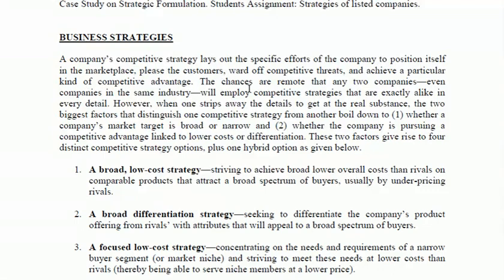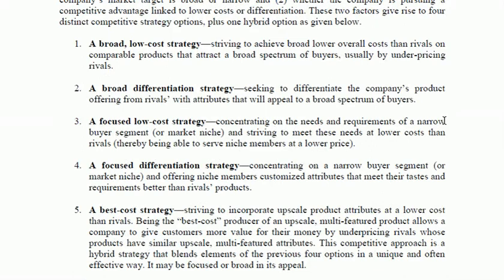So for this, they need to focus on something which we'll be studying. They'll be focusing on which strategy to go with. There are five which have been listed here: a broad low cost strategy, a broad differentiation strategy, a focused low cost strategy, and a focused differentiation strategy. The first two are the broad strategies which the company will be adopting. The third and fourth are the focused or niche strategies for the niche market which the company can adopt. And then the fifth one is the best cost strategy.